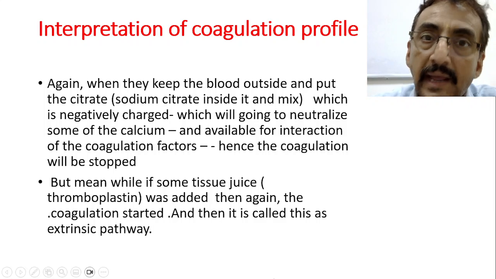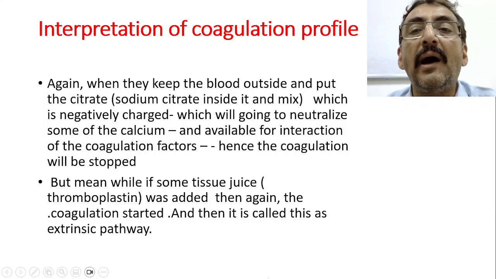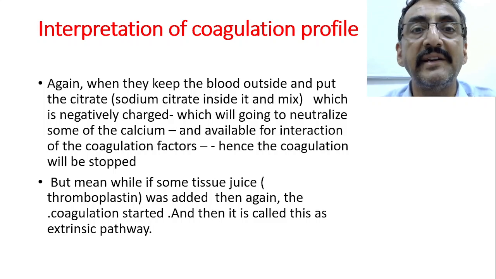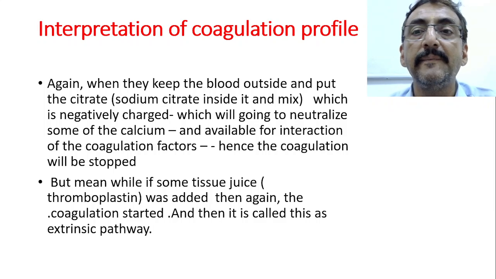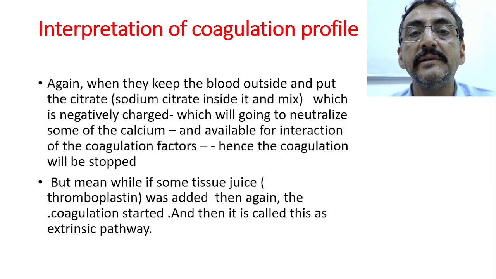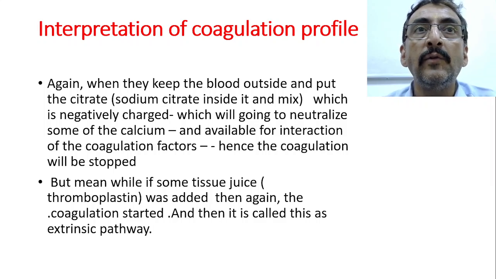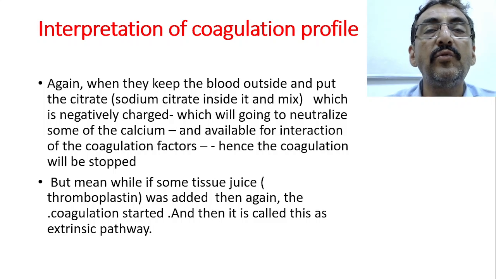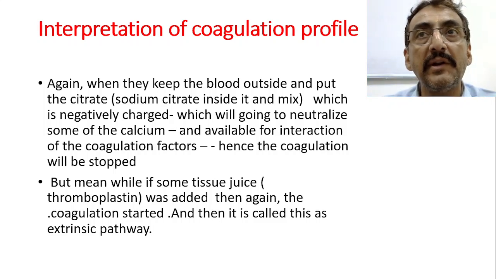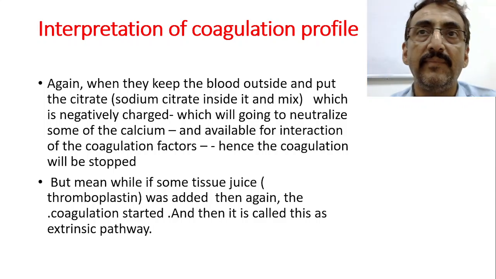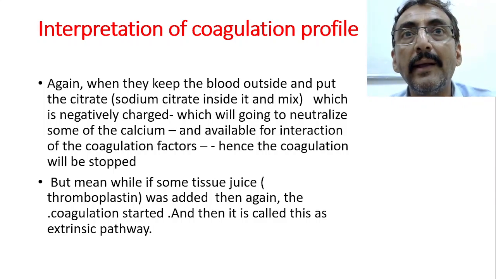Once the blood was taken outside, again they kept the blood outside and put some citrate, for example sodium citrate, inside it and mixed it. Now we know that sodium citrate is negatively charged. What they observed is when they put the sodium citrate into this blood which is already taken outside, the process of coagulation stops. The coagulation that was happening earlier stopped.